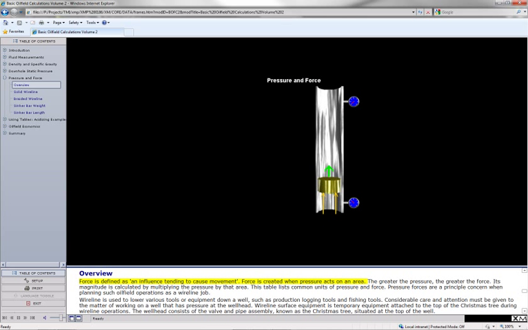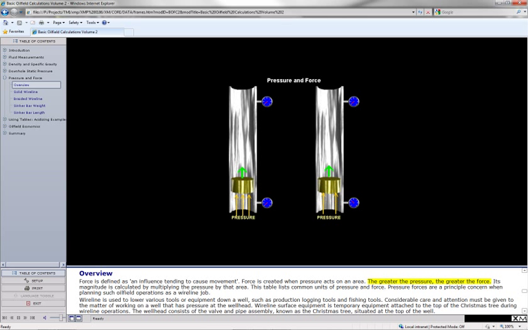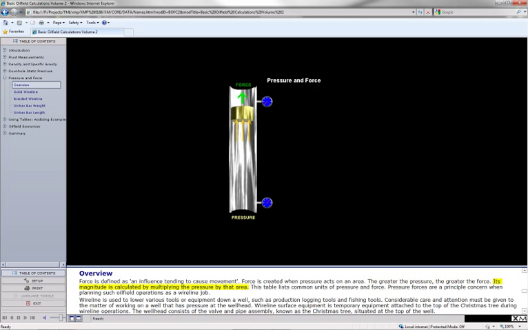Force is defined as an influence tending to cause movement. Force is created when pressure acts on an area. The greater the pressure, the greater the force. Its magnitude is calculated by multiplying the pressure by that area.